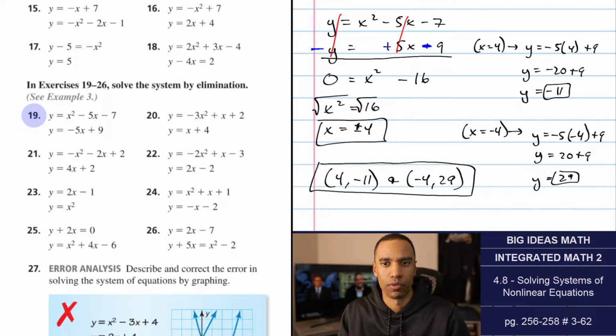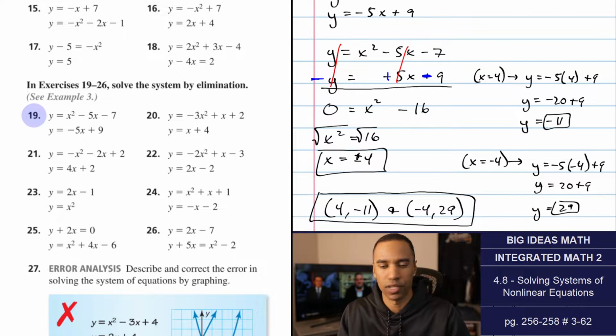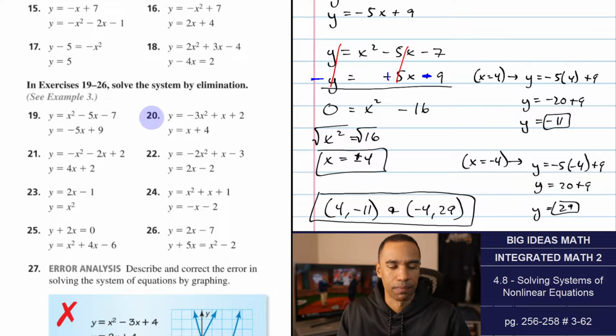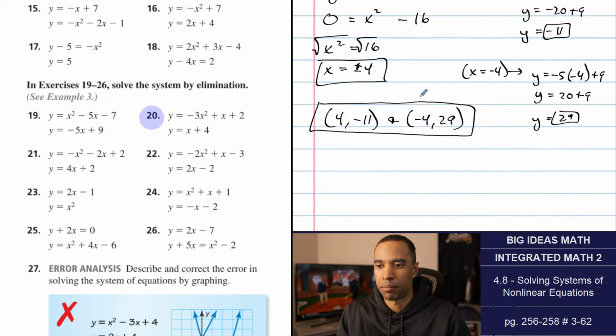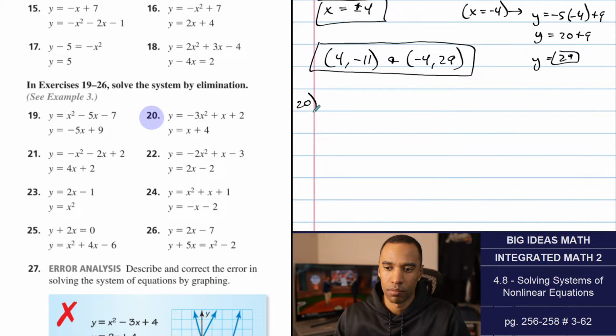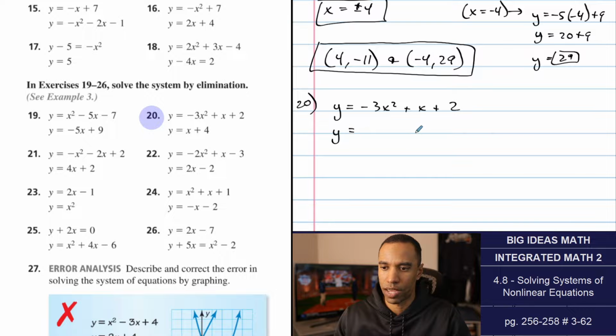All right, solving using square roots and using the elimination method. That was number 19. Number 20. I'm going to start by writing them kind of lined up to begin with. Makes most sense. So y equals negative 3x squared plus x plus 2. Let's line up the x terms together here. So y equals x plus 4.